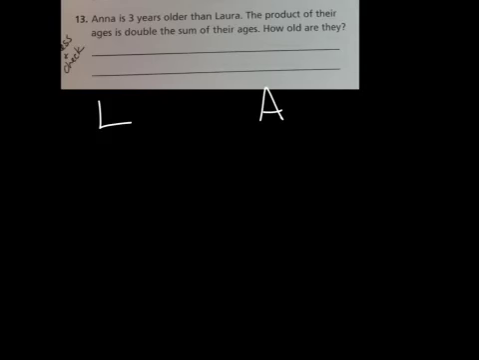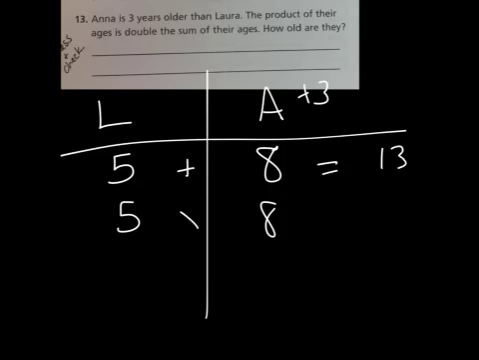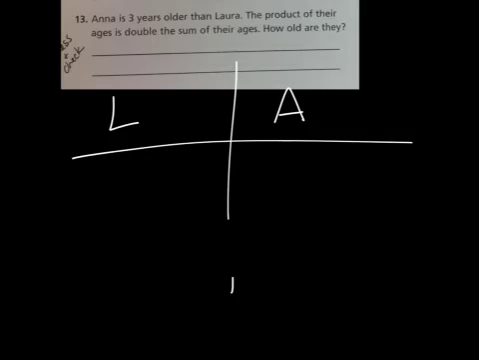So we have Laura and Anna. All right, so let's try if Laura is 5, that means Anna is 8. So if I add them together, I get 13. If I multiply them, I get 40. That isn't anywhere close. So I know that that did not work. So let's try this again. So we have Laura. We have Anna. All right, so we know what numbers didn't work.